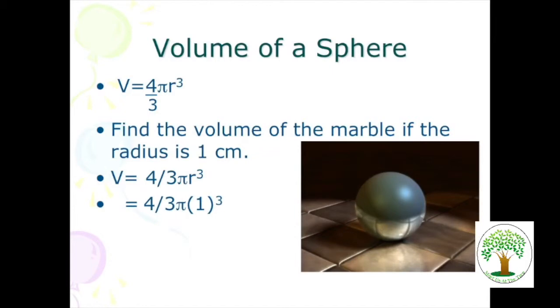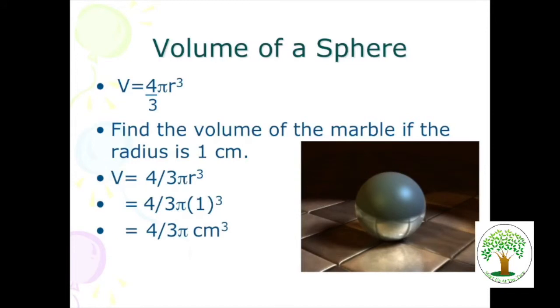Can the thirds and the 3 on the bottom cancel? This cubed and that 3? No, because this means r times r times r, and this means divide by 3. So 1 cubed is 1 times 1 times 1, which is 1. And so it's just going to be 4/3 pi.